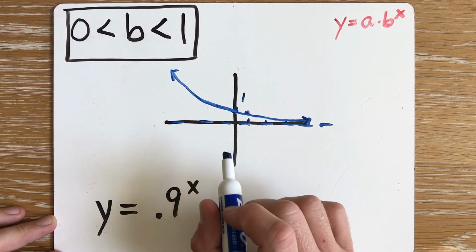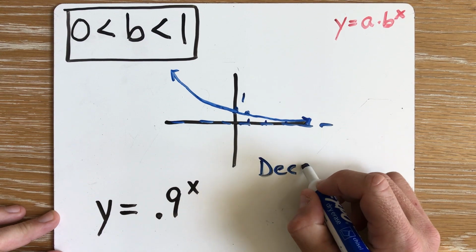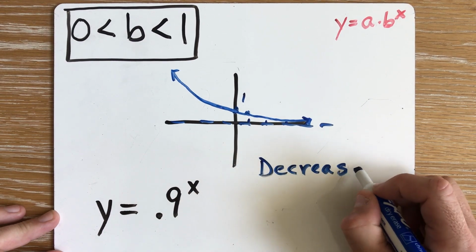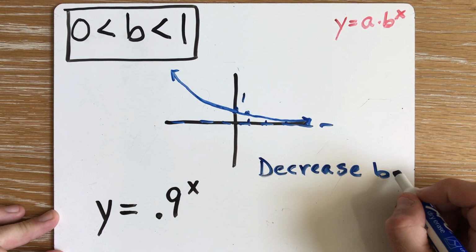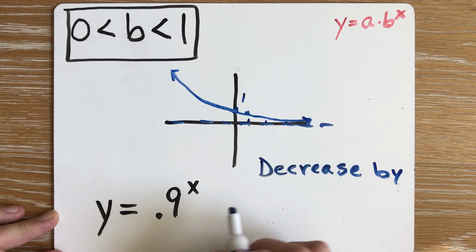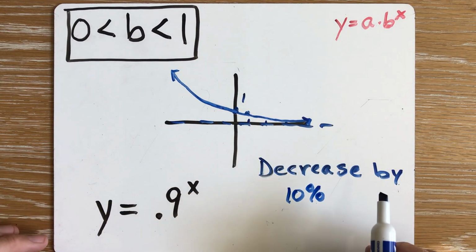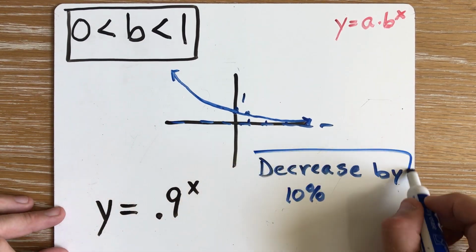So again, we have a graph that looks like this. The way you can recognize a decreasing graph, which is what this is called, is that it decreases. And you might be wondering, decreasing by what? Well, how far is it away from 1? It's 10% away. If you thought of this as a percentage, that's 90%, which is 10% below 100. So this is decreasing by 10%. Again, it's not going down really fast, but it is going down as you move to the right. And that's what these graphs look like.